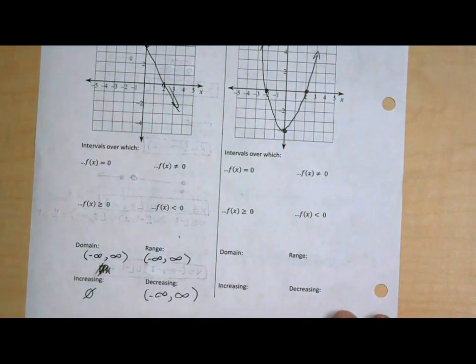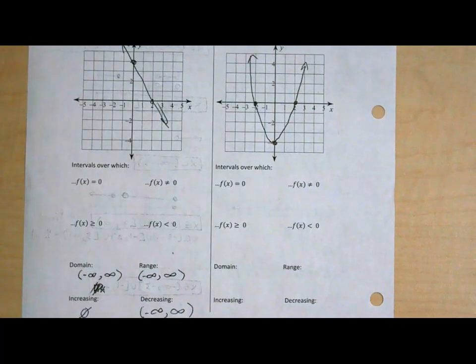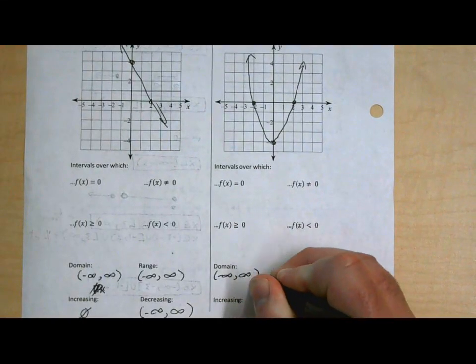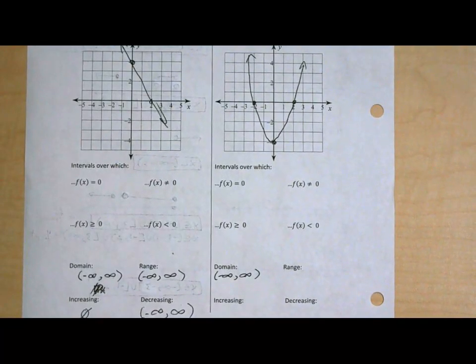What's the domain for a parabola? What's the domain for any quadratic? Actually, any polynomial, period. Everything. And the range, same thing? No, the range is different. Bummer. We're going to do the range and interval notation here.